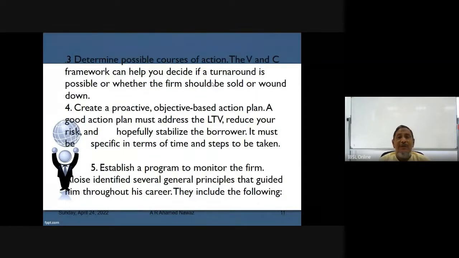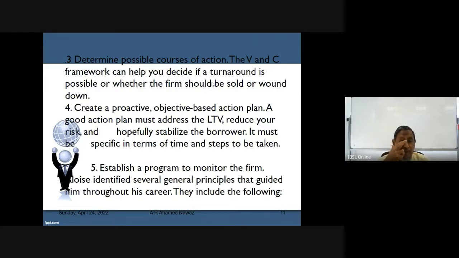Third one is to determine possible courses of action. The VNC framework can help you decide if a turnaround is possible or whether the firm should be sold or wound up. What action you should take. The VNC model we discussed a little while ago will help us to identify the problem.